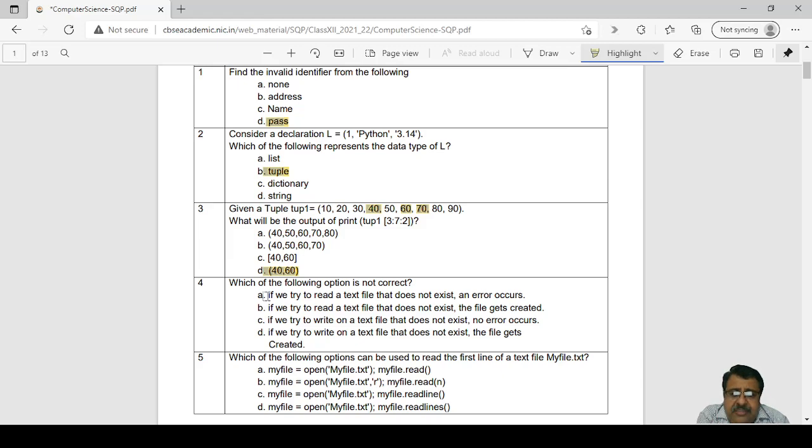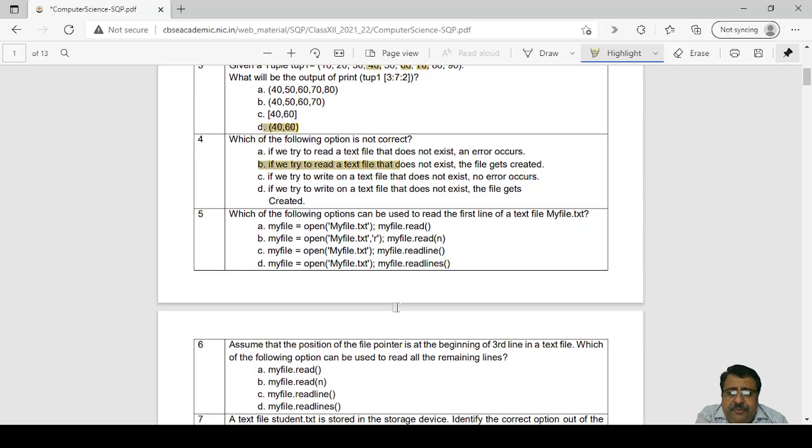So first option is, if we try to read a text file that does not exist, an error occurs. Definitely it is the correct one. If we try to read a text file that does not exist, a file gets created. Now this is the wrong answer.